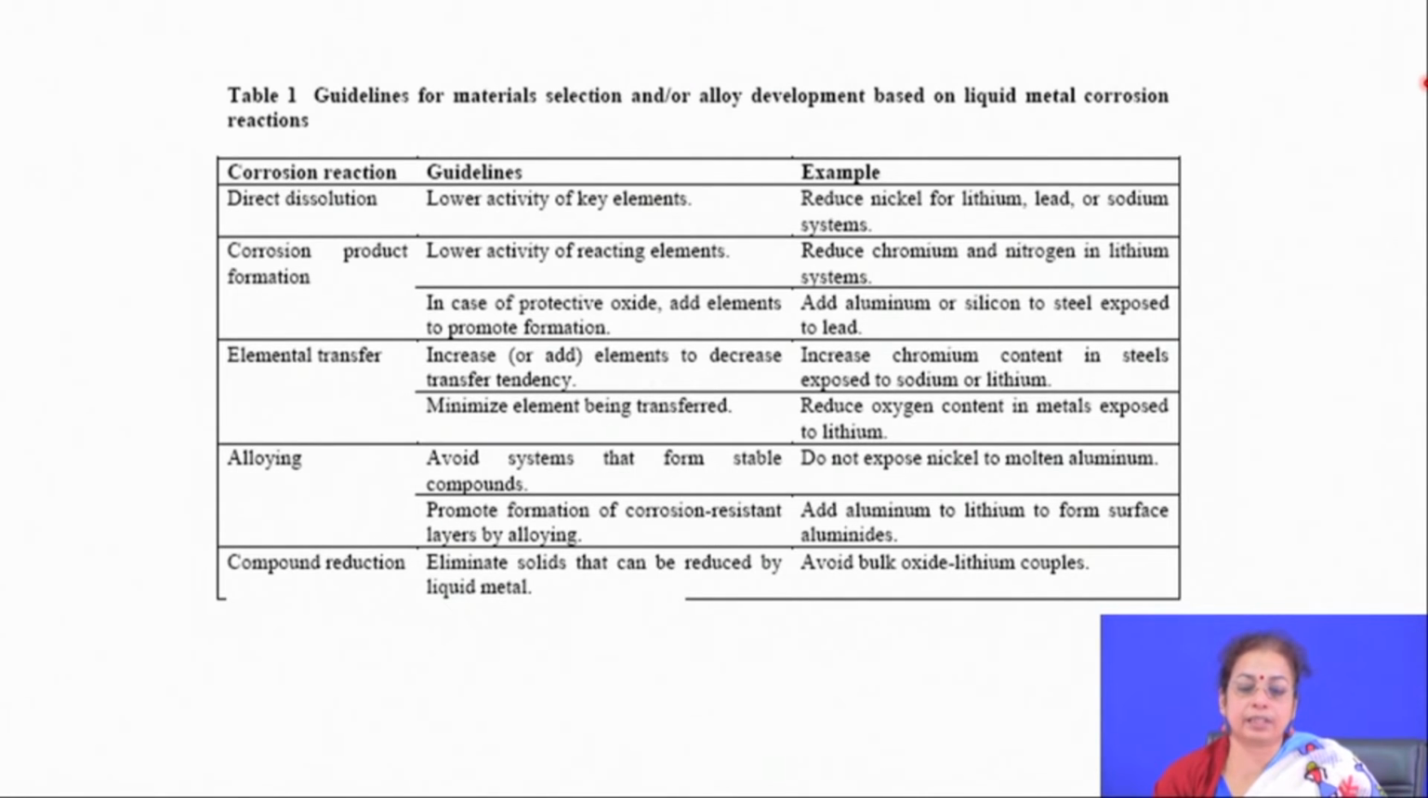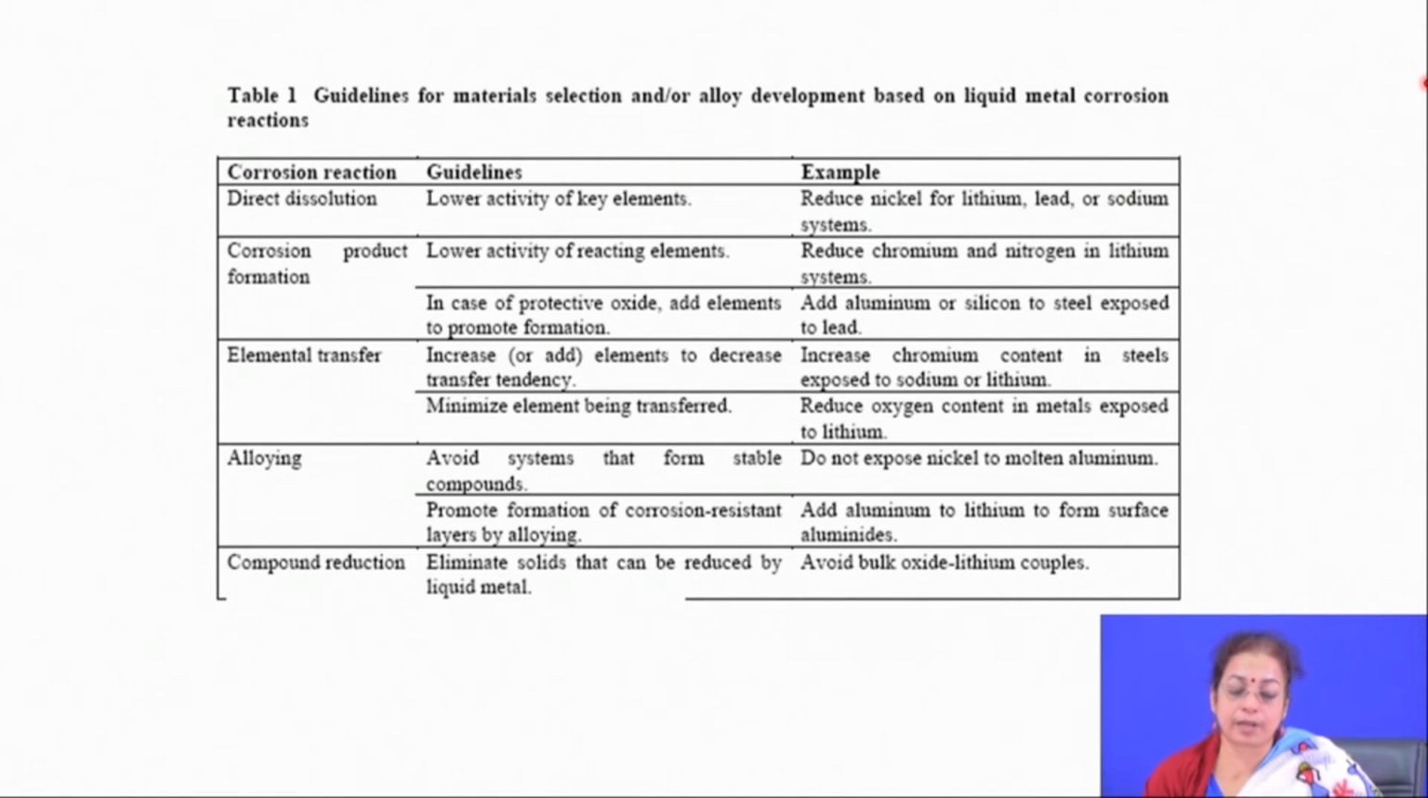So, you will find that there are different reactions which occur. One is direct dissolution in the case of a lower activity key element like nickel, reduced nickel for lithium, lead or sodium systems. Then there is corrosion layer formation, like a low activity reacting element, reduced chromium and nitrogen in lithium systems. Then there may be elemental transfer, where you increase or add an element to decrease the transfer tendency, which usually occurs in steel by increasing the chromium content.